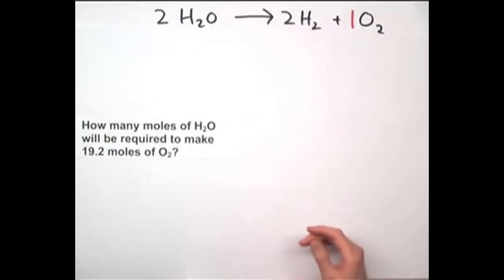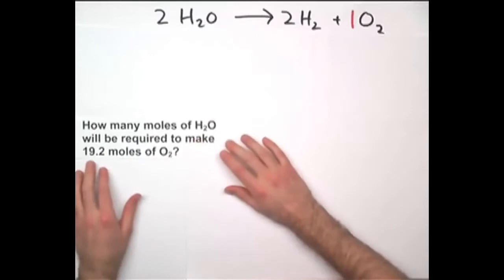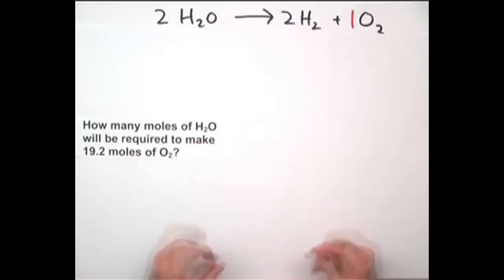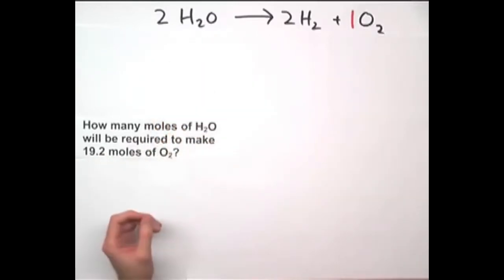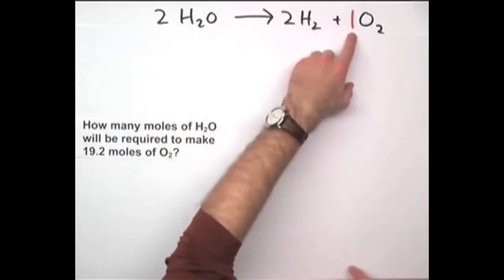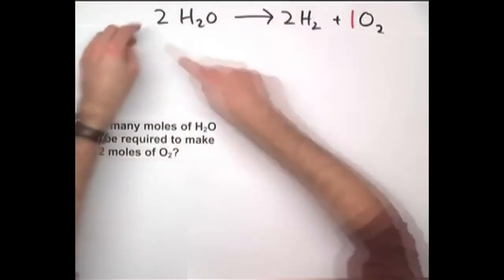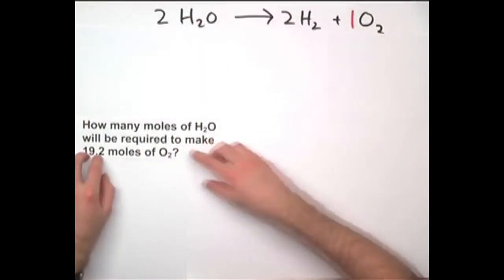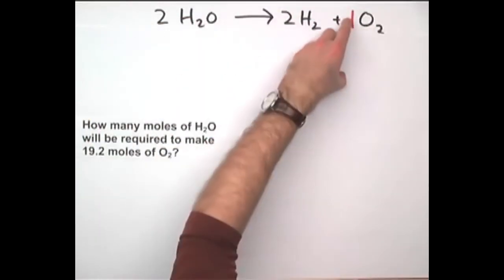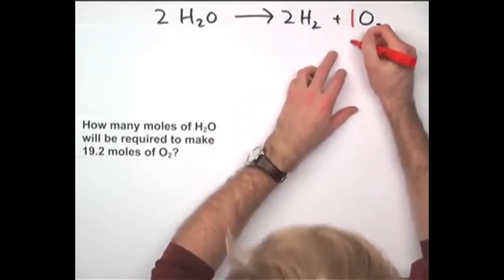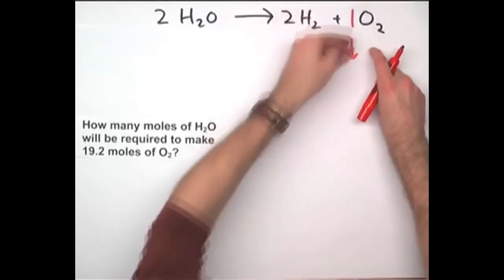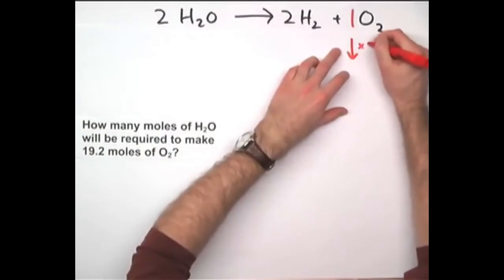Okay, so how many moles of H2O will be required to make 19.2 moles of O2? Let's treat this like a recipe first, okay? Right now, this is a recipe for 1 mole of O2. What are we going to have to do to this recipe? Double it, triple it, quadruple it is what I mean. What are we going to have to do to this recipe to make it a recipe for 19.2 moles of O2? Well, there's a 1 right here. 1 mole of O2 in the recipe. So it shouldn't come as a shock that we have to multiply the recipe by 19.2.